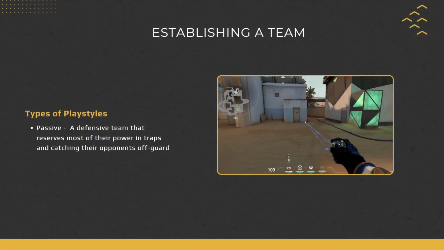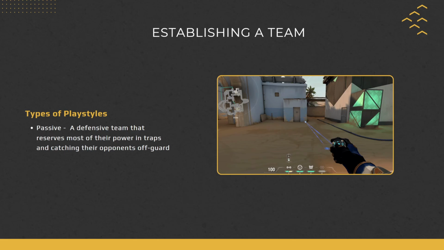The second one is the second side of that coin. It is a passive team. Once again, everyone believes that they fall within one edge of the spectrum. Most of them fall in the middle. But the second part of that spectrum is the passive playstyle. It is a defensive team that basically likes to work around traps. They like to work around a particular area where they can trap the opponent.